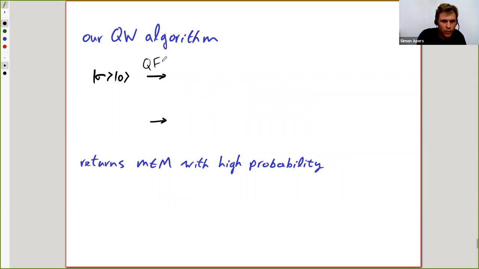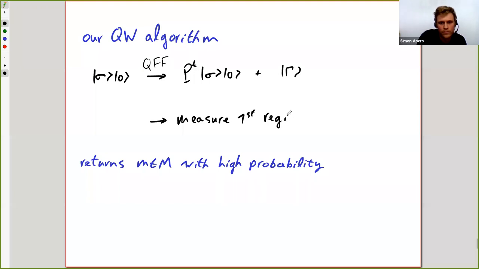To reiterate, our quantum walk algorithm starts from the sigma zero state and applies this quantum fast forwarding scheme, and we get the following object: p to the t sigma zero plus some orthogonal state. You can interpret this as a bit of a classical quantity. Then it suffices to just measure the first register. This component is a quantum state over the node set. We measure that and we should get, with constant probability, a marked element. So this is how the quantum walk algorithm works.